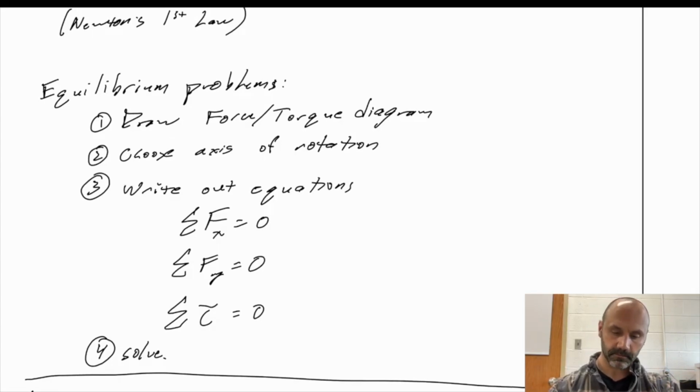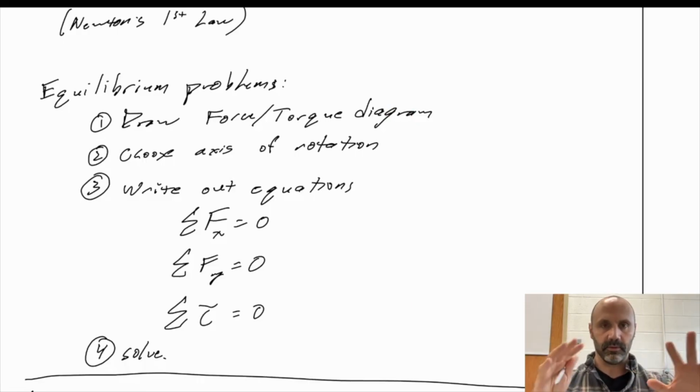So here's what you do. First step, draw a really good force/torque diagram. Draw the object, whatever it is, draw all the forces on there, label X and Y, break it all up. Then you have to choose an axis of rotation for torque. You can choose any axis of rotation, it doesn't matter. So it's always good to choose an axis of rotation where you get something to cancel out, because the distance R is zero.